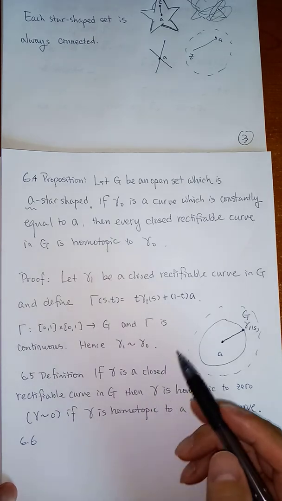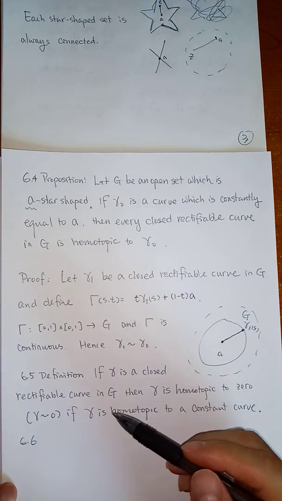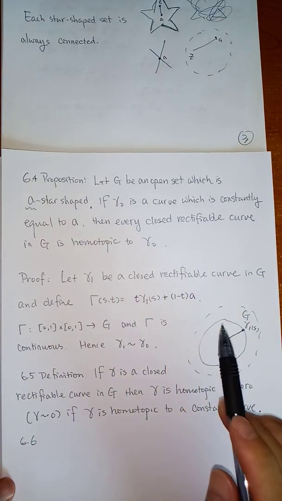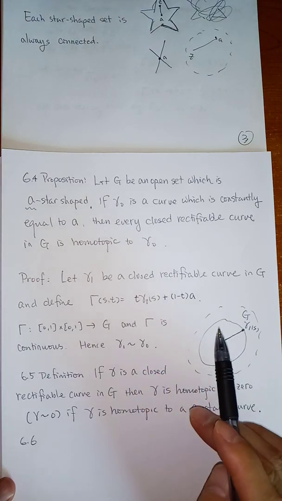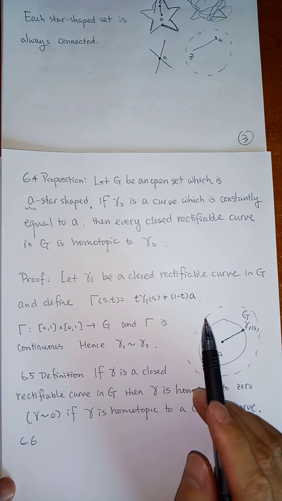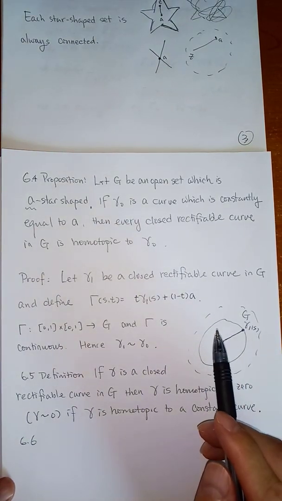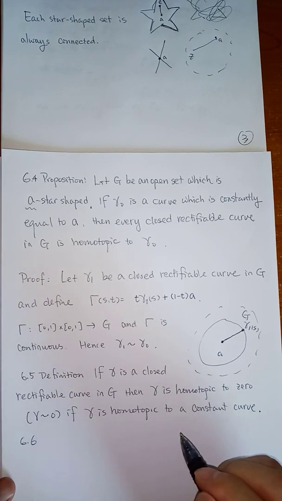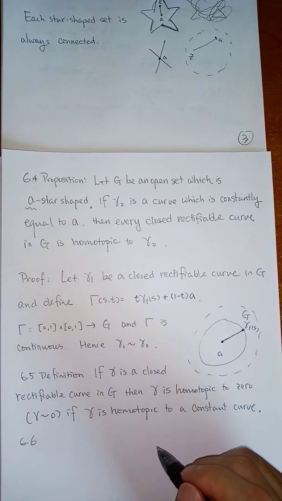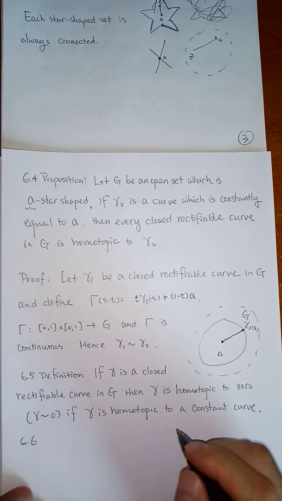Well, what is the first version? The first version means if you have a closed rectifiable curve such that the winding number with respect to any point outside of the set is always 0, then the analytic function integrated over this closed curve is always 0. So that's the first version of the Cauchy theorem.